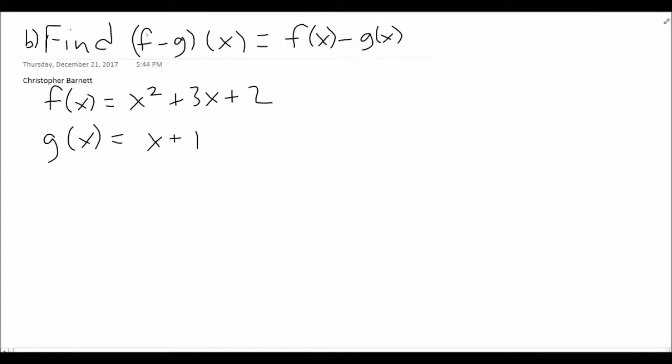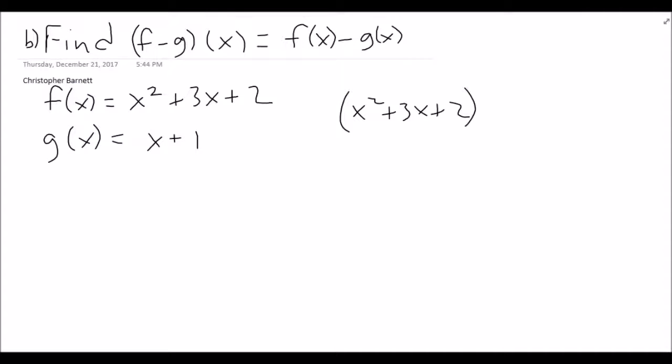Alright guys, so I did find a way to actually copy and paste some of this stuff, so that's pretty cool, I think. So we're just going to continue on with part B. So here we're looking for f minus g of x, which is the same thing as f of x minus g of x. So we're just going to follow the same process here, except we're subtracting the two functions. So we're going to start with f of x, so that's x squared plus 3x plus 2. And we're going to keep this in parentheses.